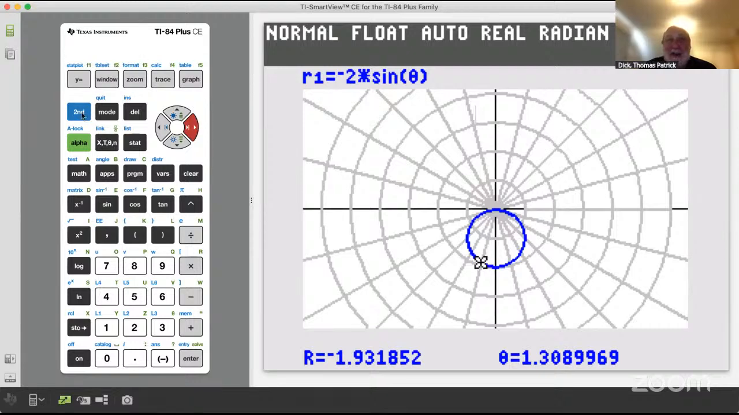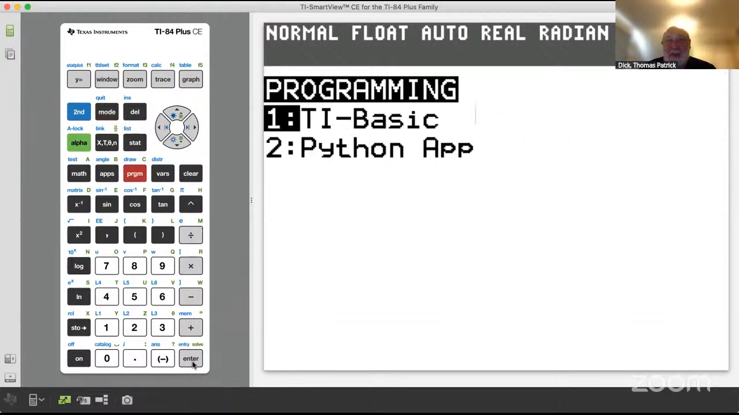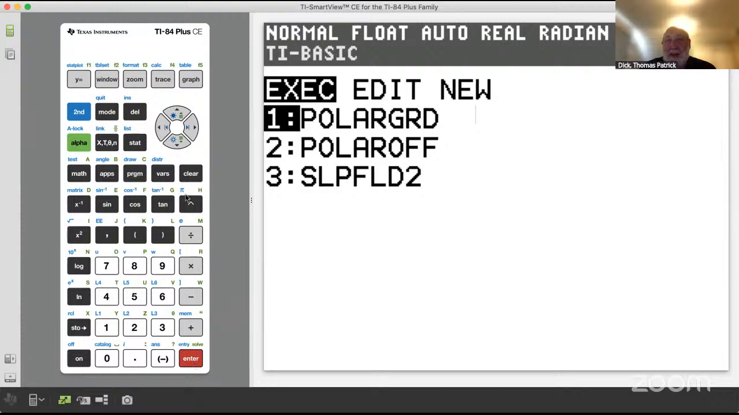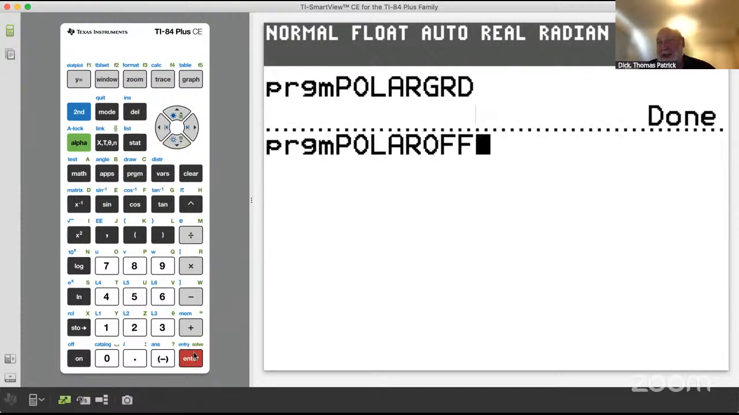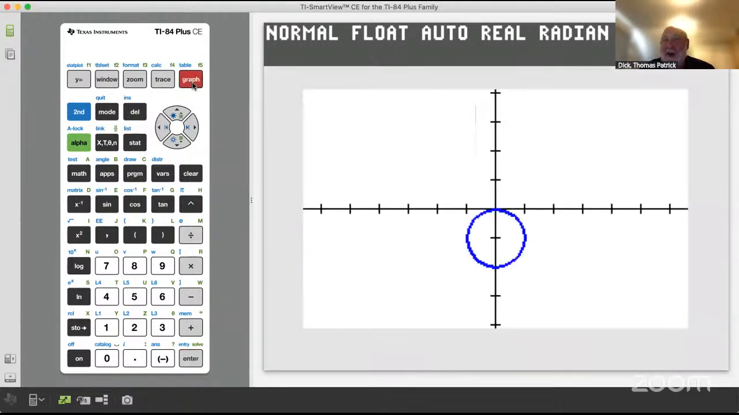So if we quit here and we want to remove the grid, we'll just go back to program, to TI-BASIC, that second program, POLAROFF. It basically clears out all those lists, as well as clears the screen. And so after we run that, if we go back to our graph, it's cleared out again without a grid. So those two programs, I think you want to pair them up.